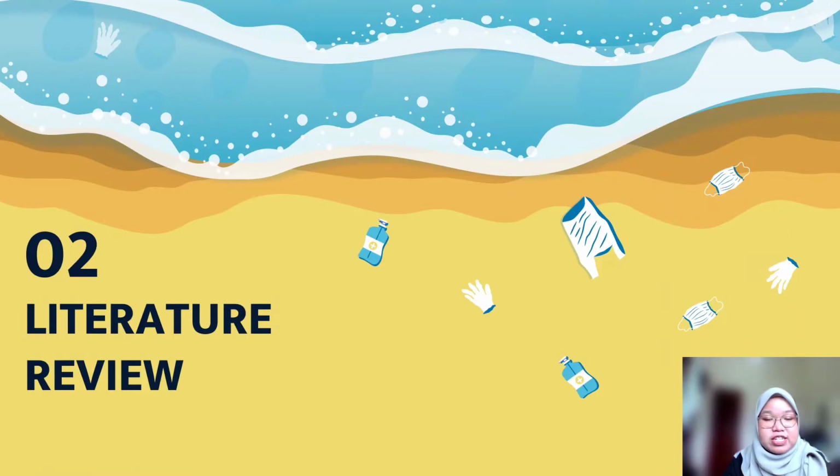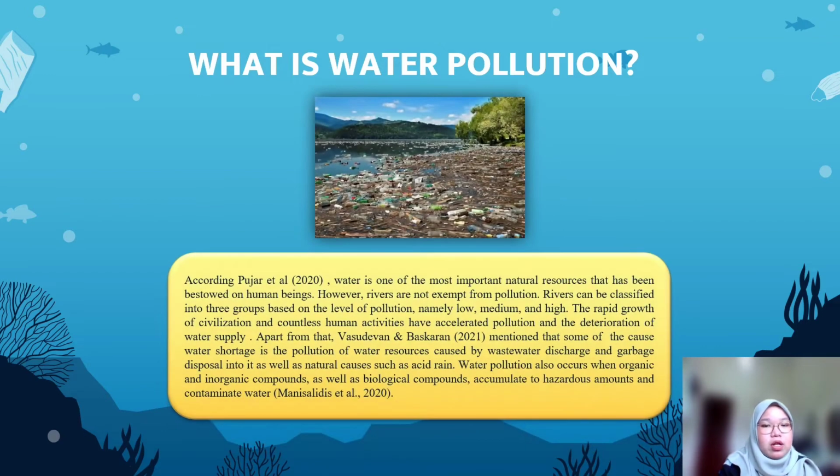Let's move to the second chapter, Literature Review. What is water pollution? According to previous research, water pollution occurs when organic and inorganic compounds as well as biological compounds accumulate to a hazardous amount and contaminate water.